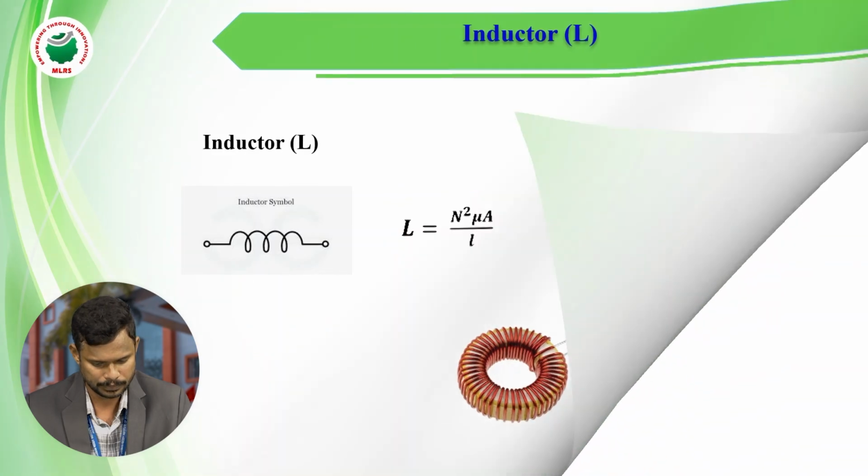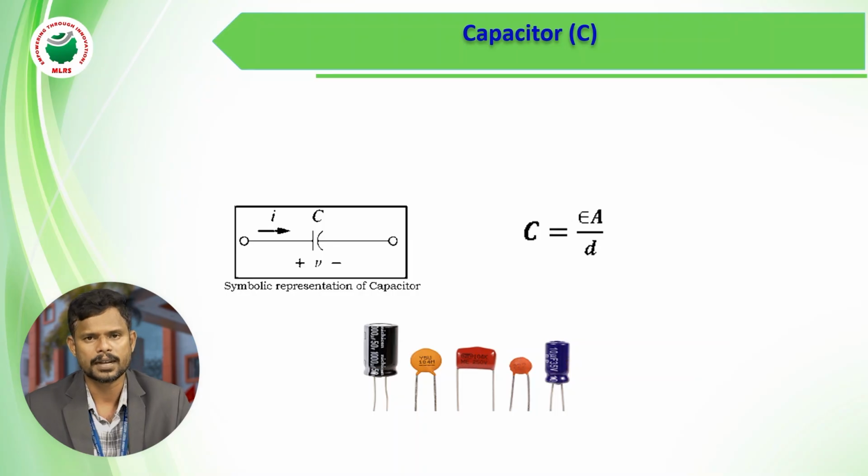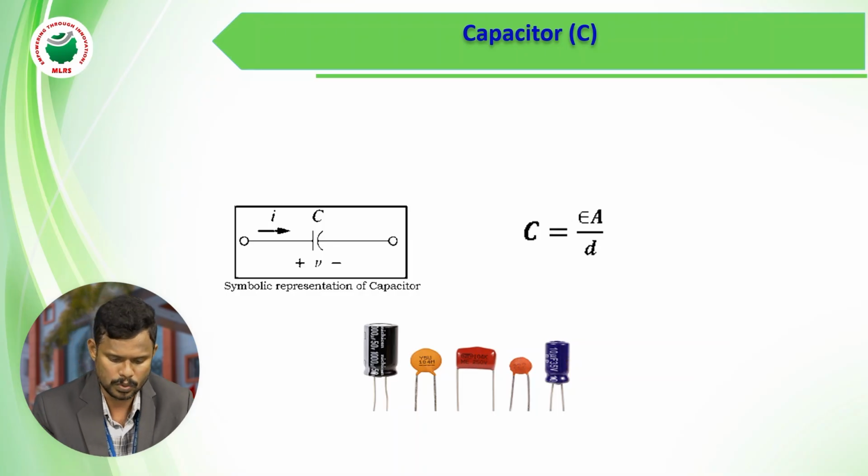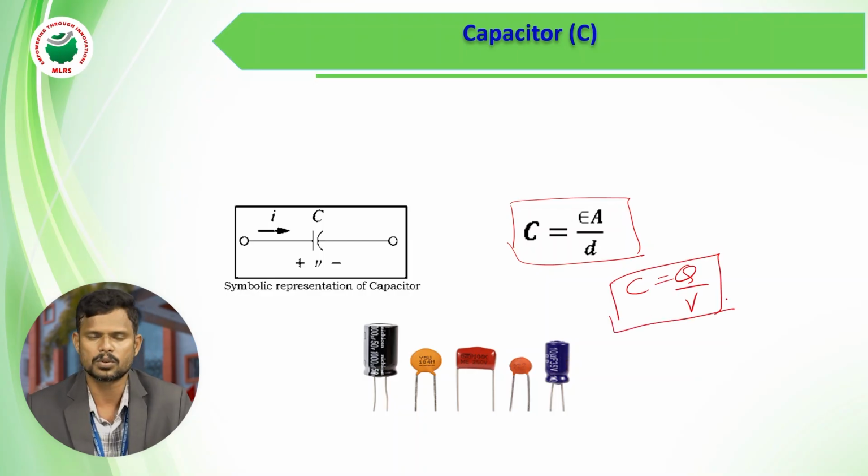Next, capacitor. Two parallel plates separated by a small dielectric medium behave as a basic capacitor. The capacitor formula is C equal to epsilon A by D. In other way, the capacitor can be written as C equal to Q by V, charge per voltage. So the basic capacitor unit is farads.